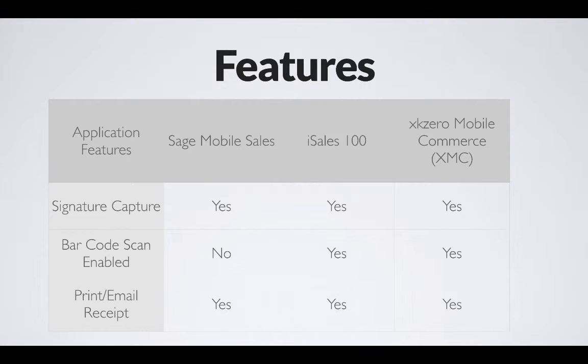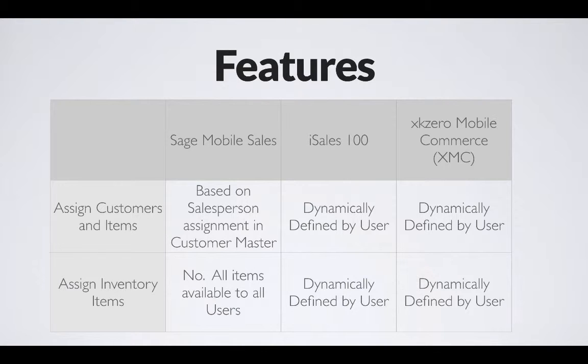You can get signature capture from all three. You can get barcode scanning from the two xkzero solutions. You can print and email receipts from either of the three different solutions. Now, this is kind of a big difference that we have here, and this kind of gets into, we're starting to get into more user-based definitions.